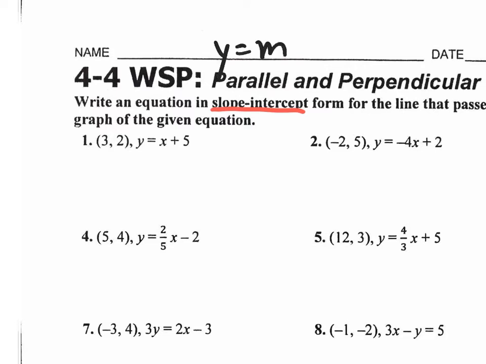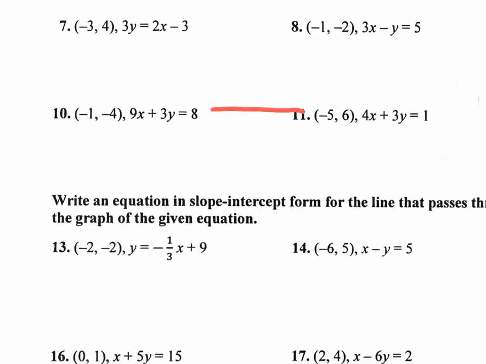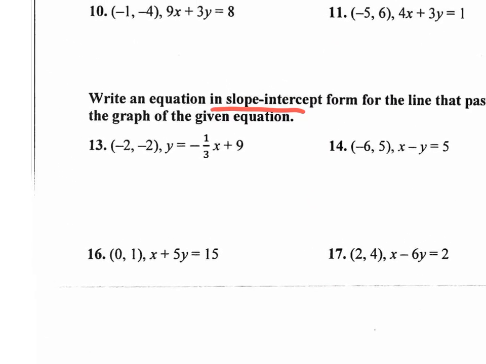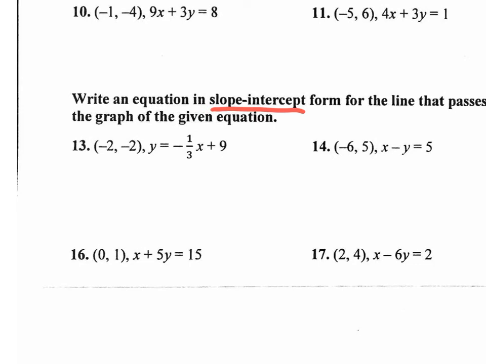Y equals mx plus b. That's slope-intercept form. So they want us to write an equation in slope-intercept form on the top half. They want us to do the same thing on the bottom half. It says write an equation in slope-intercept form also. Okay. So again, down here, y equals mx plus b as well. Okay. So on the whole worksheet, they want us to write it in slope-intercept form.